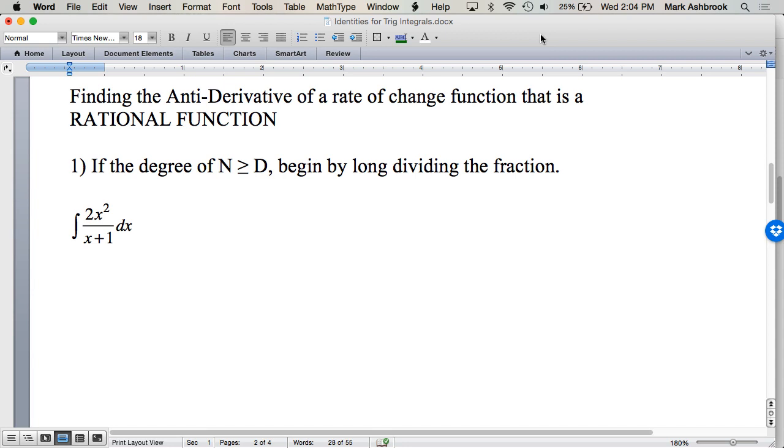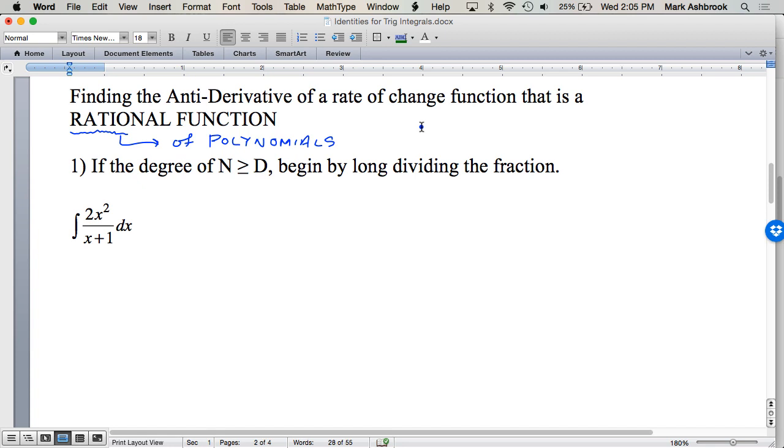Okay. So the next type of rate of change function that we're going to work on antiderivatives for is what's called a rational function. A rational function has the word ratio in it. So what is it? It's the ratio of polynomials. And we know polynomials are things like 5x cubed minus 4x squared plus 3. Those kinds of things, right? So when you put a ratio of those two, you get what's called a rational function.